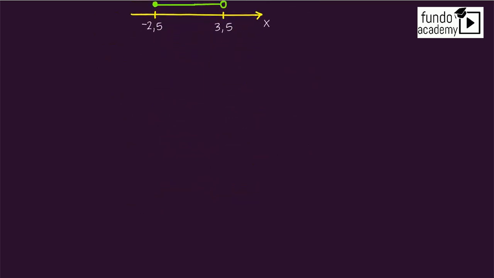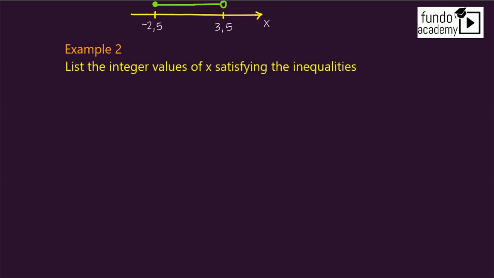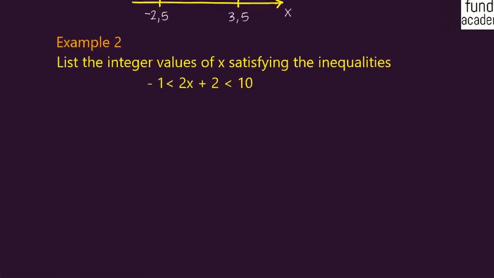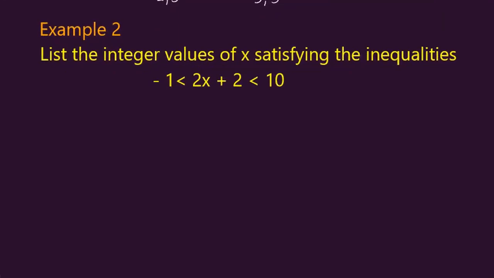In example 2, we want to list the integer values of x satisfying the inequalities. We've got -1 less than 2x plus 2 and is less than 10. Let's move on to the solution. I write down the inequality that we have been given, and here there'll come out two inequalities.